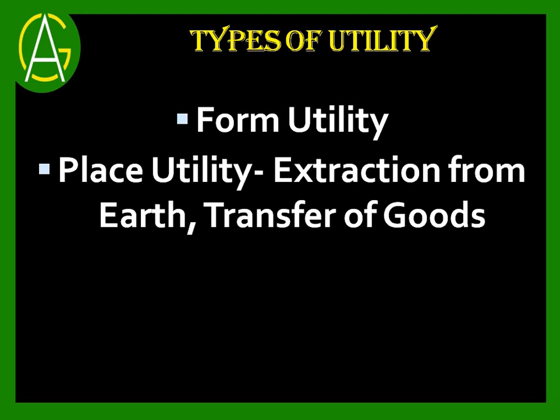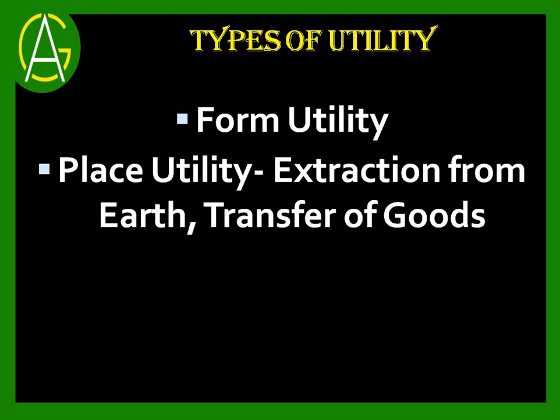So we must learn the various types of utility. There are basically four types of utility. The first one is form utility. Second one is place utility. Now again, place utility is divided into two types, that is extraction from earth and transfer of goods. We'll discuss them in detail later on, but here we are just listing the names.